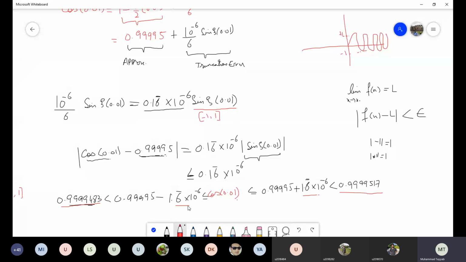So this is how we can find the bound, because this matches up to the 5 decimal places. Now we are secured that this cos 0.01, which we compute at the start itself, is bounded above and bounded below by the 2 approximations.